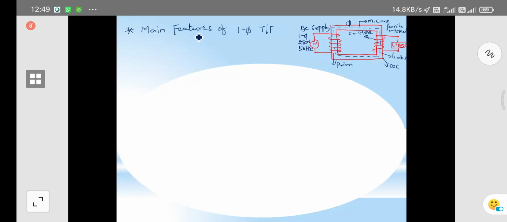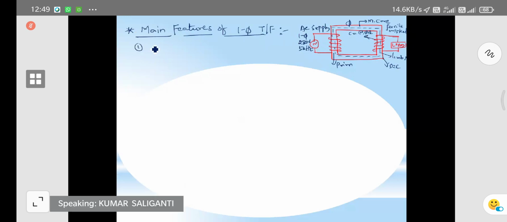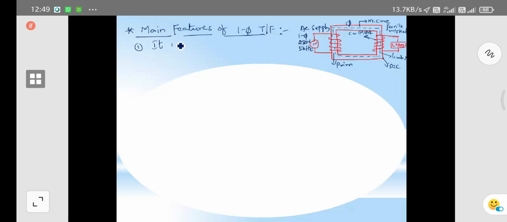Main features of a single phase transformer. The first point is that it is a static device. Please, all of you note this point. These are all most important. It is a static device.